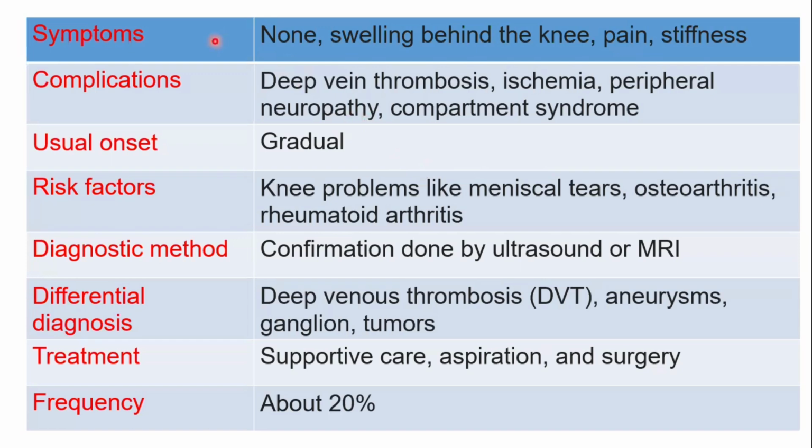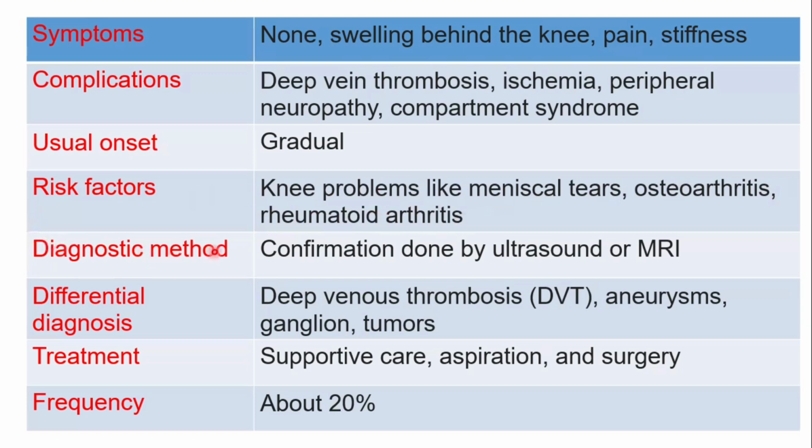So this is in the last a summary of the Baker cyst. What are the symptoms? None. Swelling behind the knee can be there. Pain can be there. And the complications: DVT, deep vein thrombosis, ischemia, peripheral neuropathy, compartment syndrome. And what's the usual onset? It is gradual. Risk factors, the predisposing factors: knee problems like meniscal tears, osteoarthritis, rheumatoid arthritis.